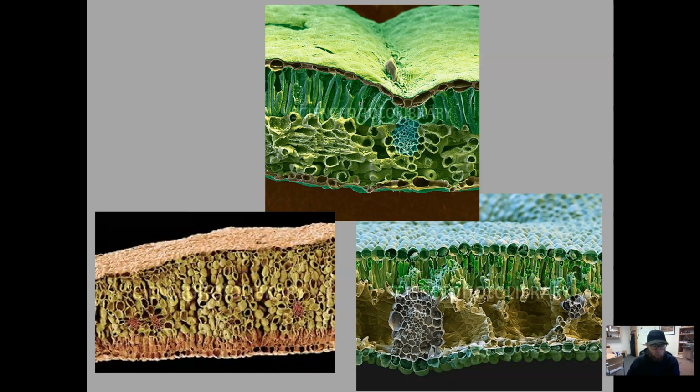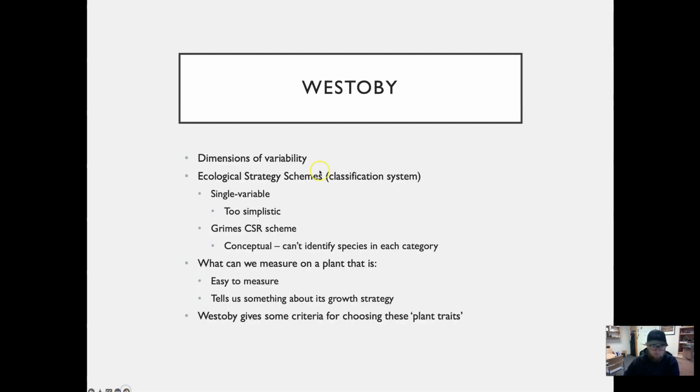Okay, let's talk about the Westoby paper briefly. In the Westoby paper, he talked about the dimensions of variability, or just the variability in how plants are behaving and the large number of species that exist. In order to take that very large number of species and somehow say something about how all of those species might behave or respond to different conditions, we can't go out and measure those responses on everything. That just takes way too much time.